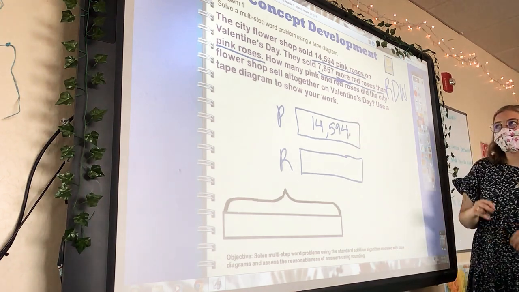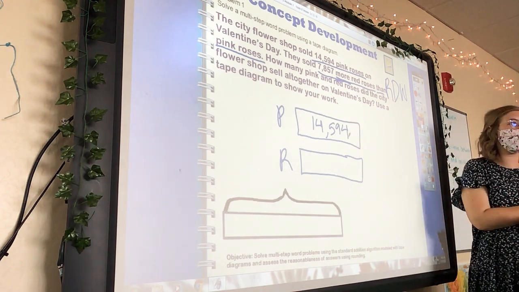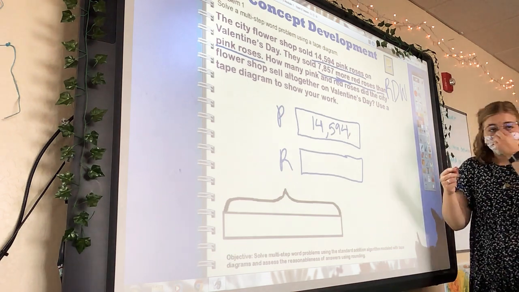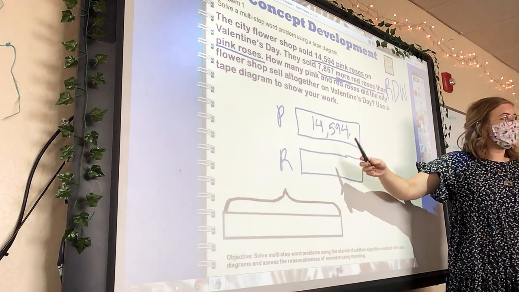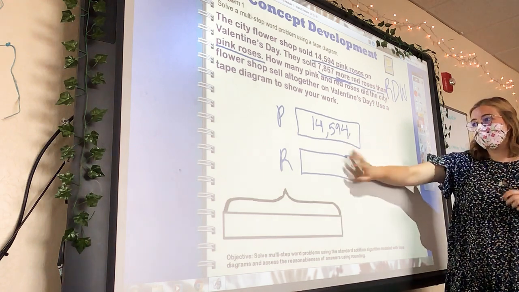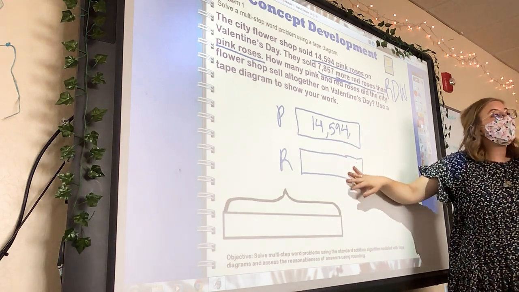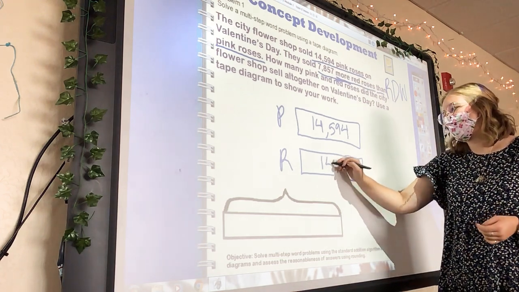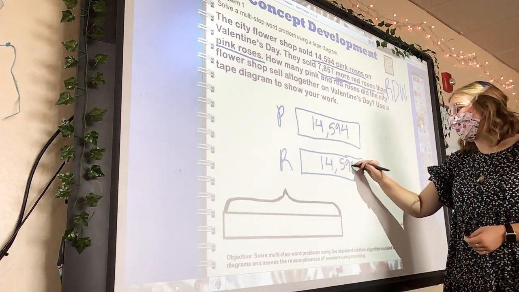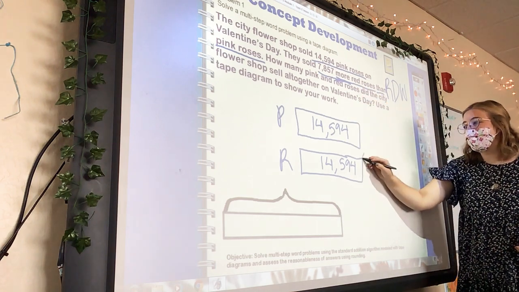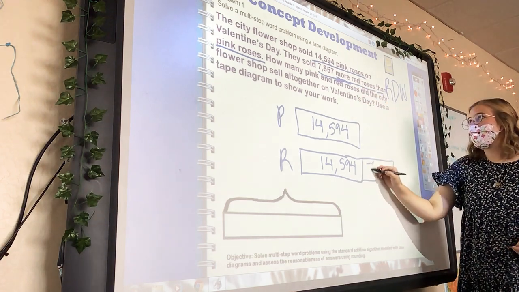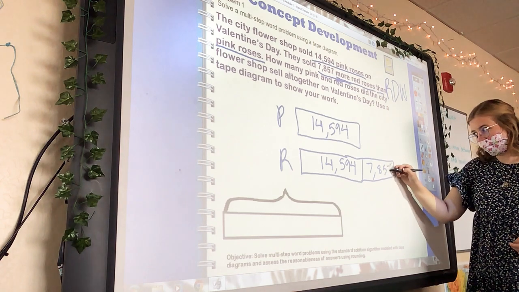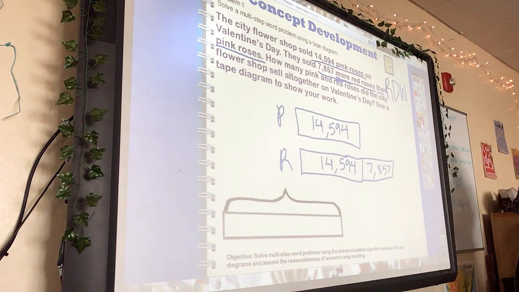And then it says 7,857 more red roses were sold than pink, which means that the red roses were the same amount purchased plus more, right? So they also had 14,594 roses sold plus an extra 7,857. Okay? Does everybody understand where I got that? Yes. Okay, any questions on that? No. Okay. All right, cool.